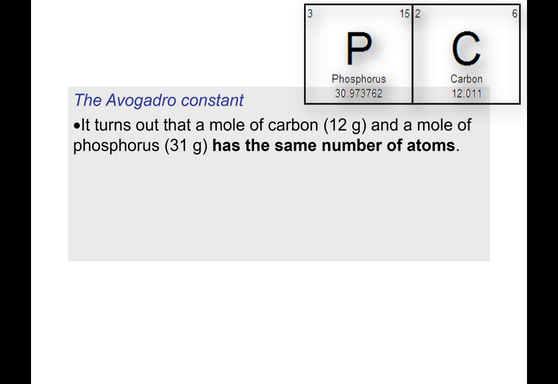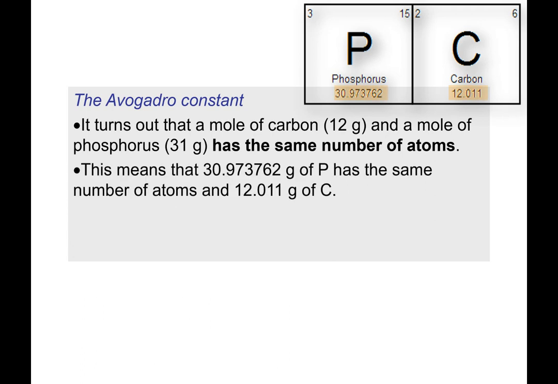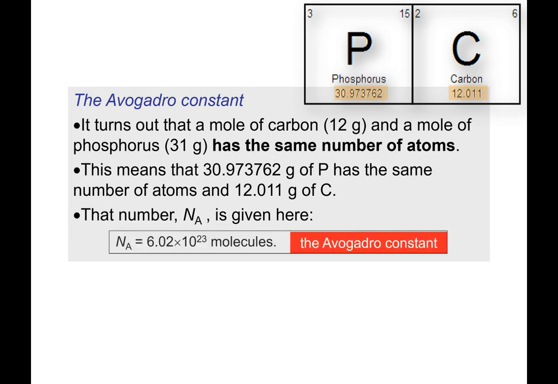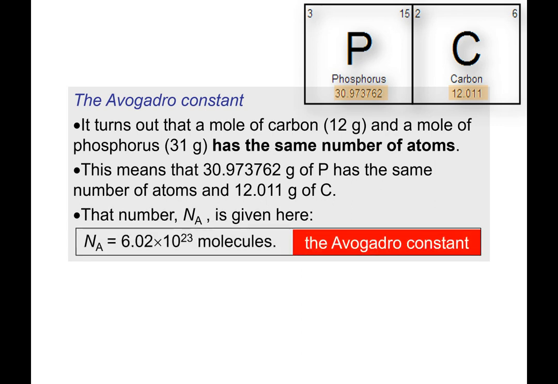The important idea here is that a mole of carbon and a mole of phosphorus have the same number of atoms. A mole of any element from the periodic table has the same number of atoms. So a mole of phosphorus, which has a different mass, is still going to have the same number of atoms as a mole of carbon. And that mole number is what we call the Avogadro constant, 6.02 times 10 to the 23rd molecules.